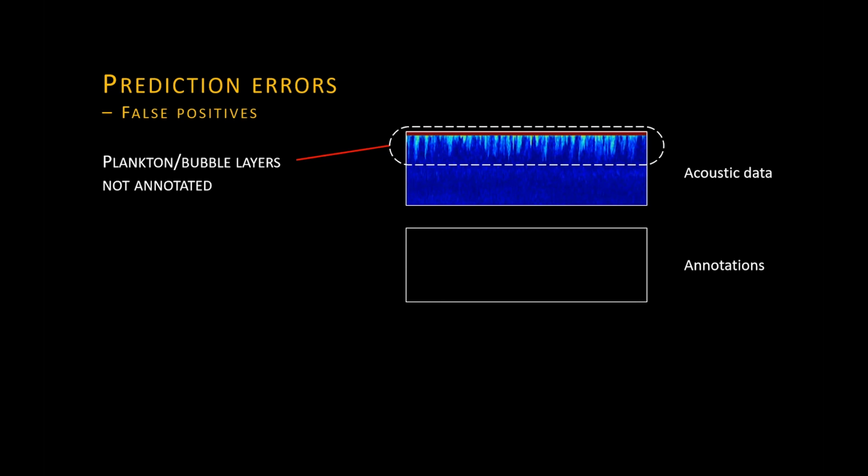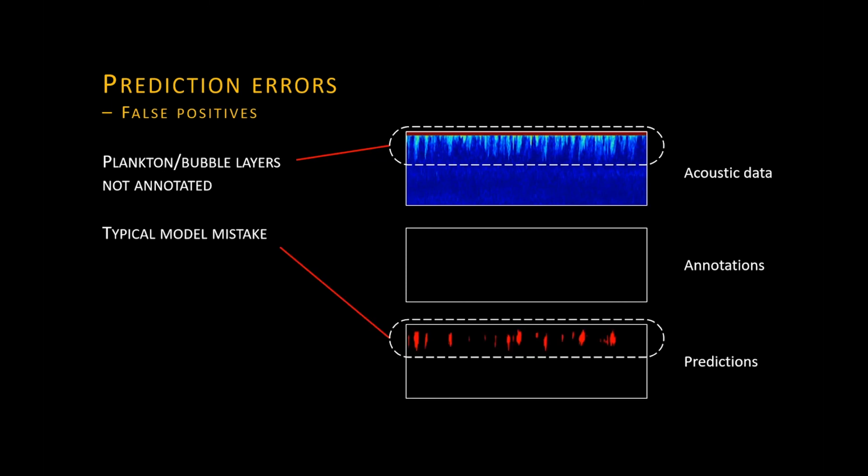We do get prediction errors with false positives from the model. Here you see an example with a plankton or bubble layer, and these phenomena are not annotated. So annotations just show that this is the background class. So this is what our network learns. However, this is a typical mistake that the network makes, giving false positives close to the surface.